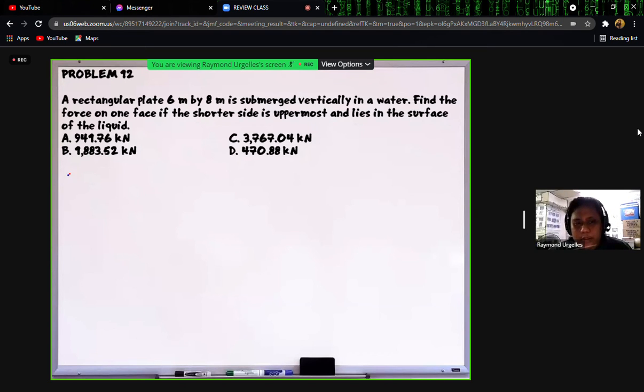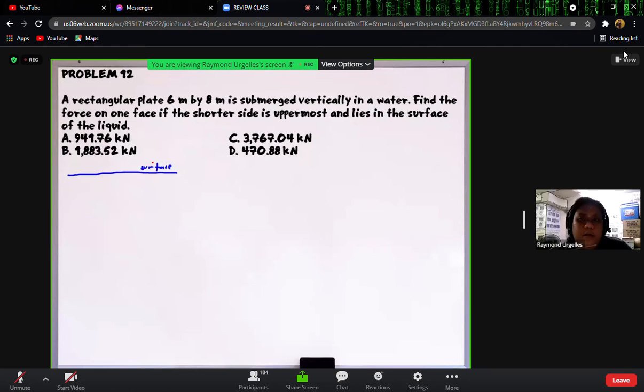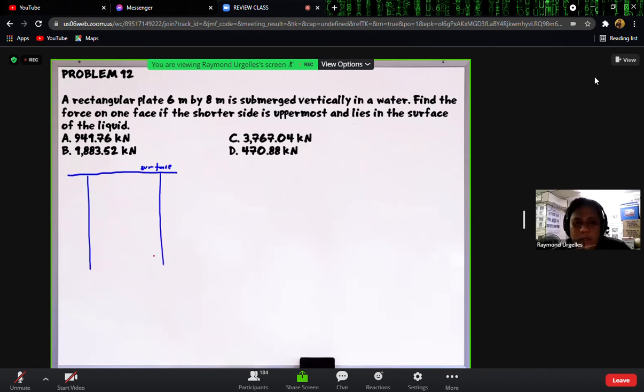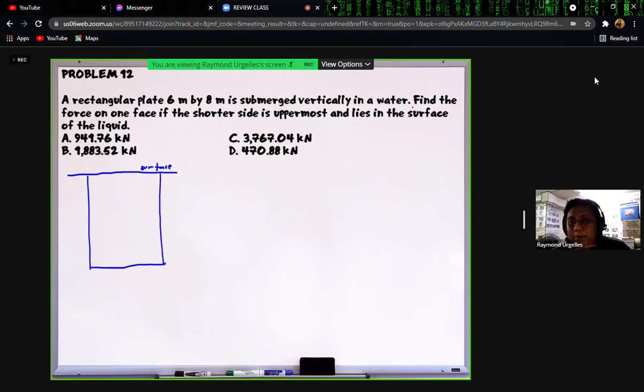So let's try this problem. Dito, we have a rectangular plate. Let's say ito yung surface natin. Then we have a rectangular plate, 6 meters by 8 meters, submerged vertically. Since nakalagay dito submerged vertically, ibig sabihin yung 8 meters natin dapat siya ay vertical. Dapat mas mahaba yung vertical sa horizontal, kaya ganito yung orientation niya. Then find the force on one face if the shorter side is uppermost.